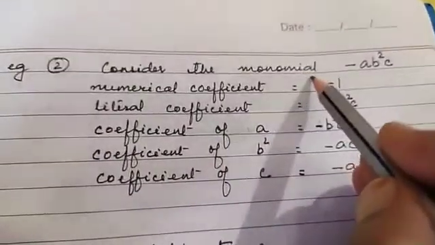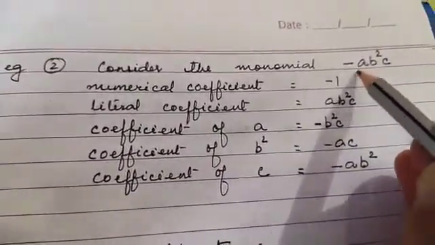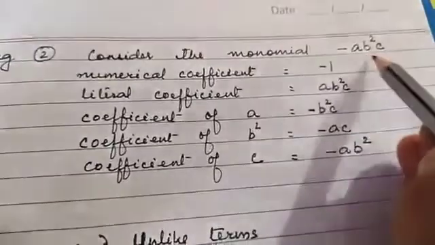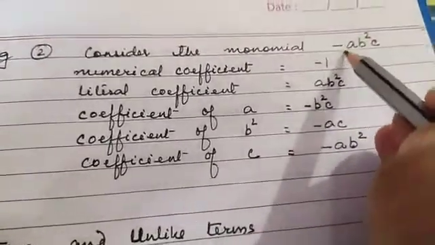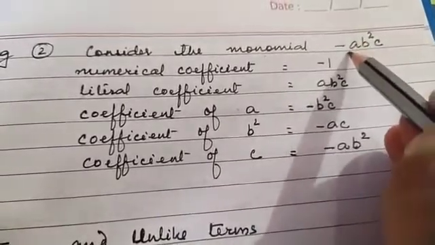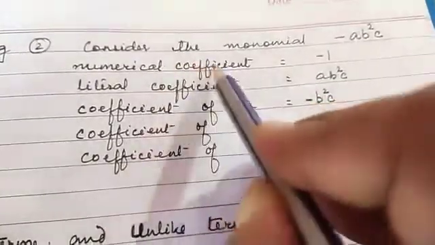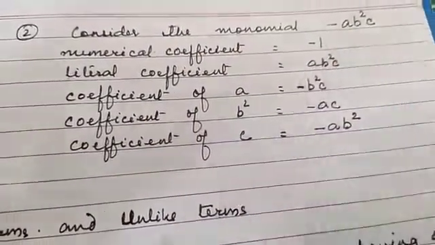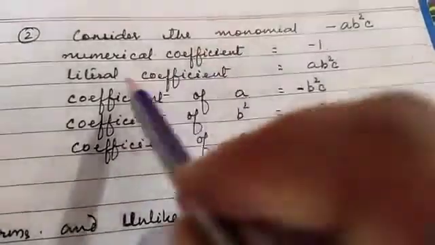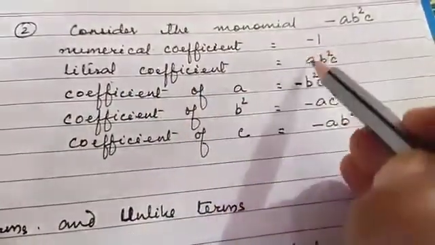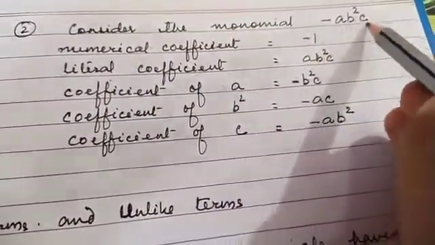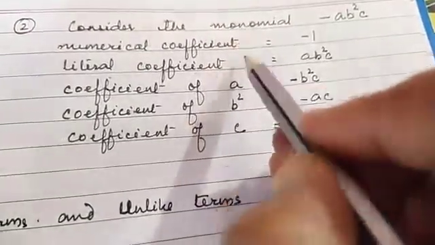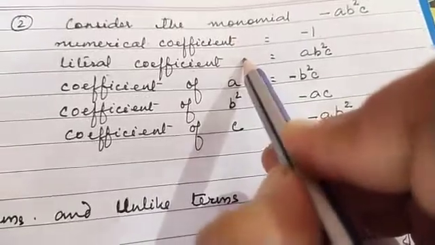We have a monomial term as minus ab square c. Now, there is no numerical factor over here. Then what will be the numerical coefficient? The numerical coefficient is going to be minus 1, right? And the literal coefficient is ab square c. First we wrote the numerical coefficient and the literal coefficient.